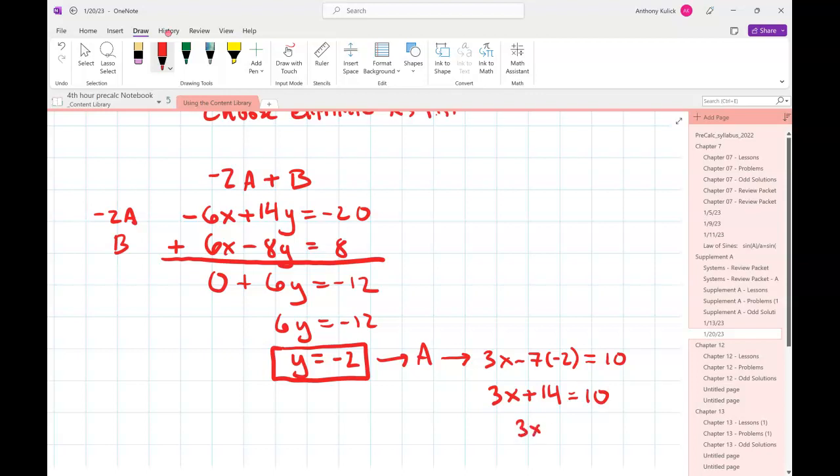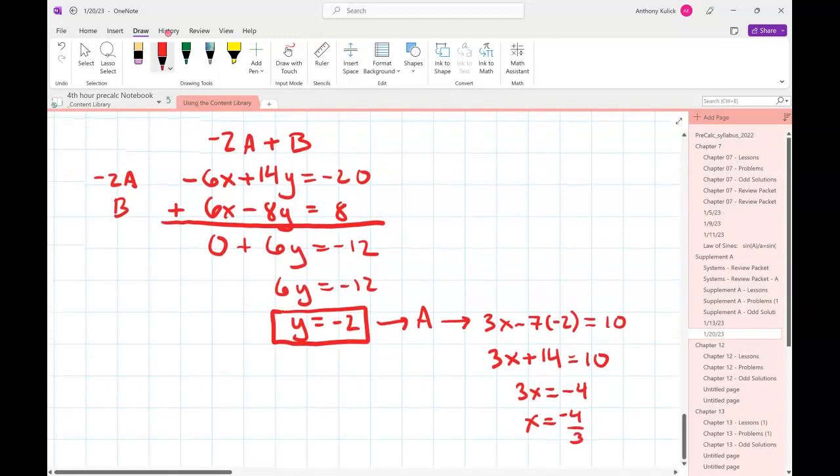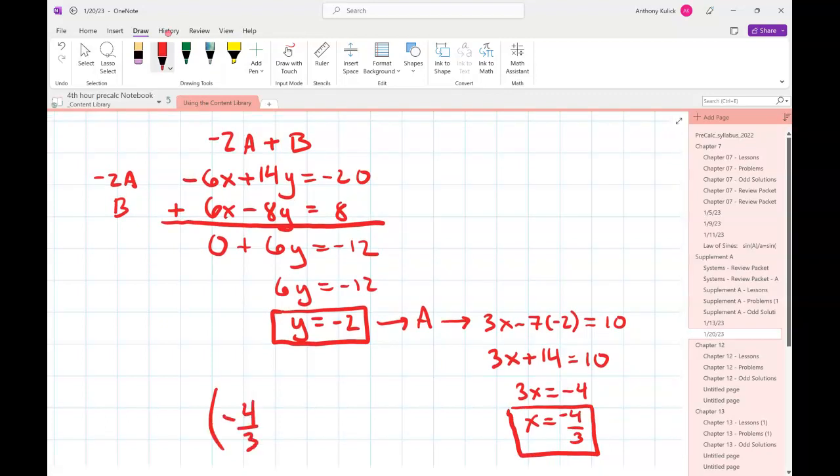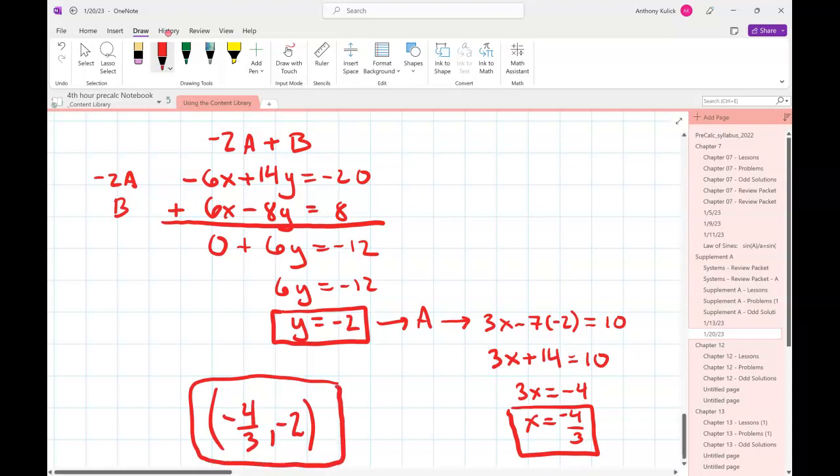To solve for x, I'm going to subtract 14 from both sides and then divide by 3. So I get -4/3. So there's my answer, -4/3 comma -2. If I tried to do that by graphing, that would have been rough, right? Coming up with -4/3 as a coordinate, yeah. You might have been able to guess it, but that would have been rough to be that accurate to come up with that.